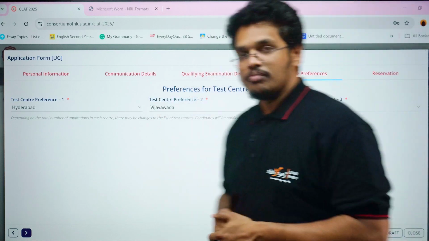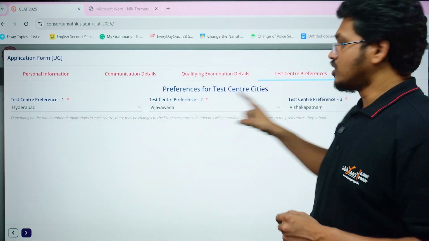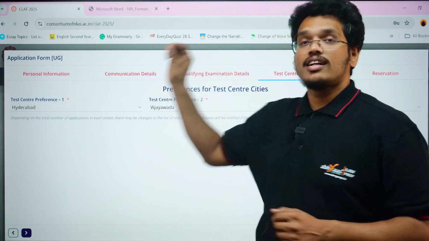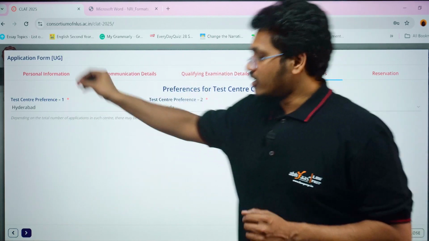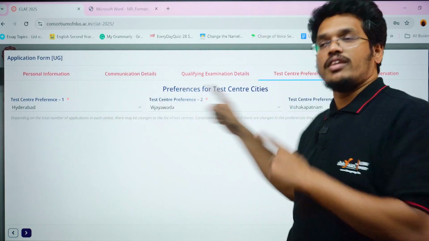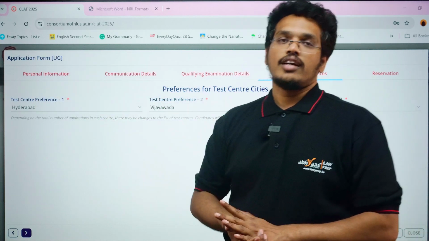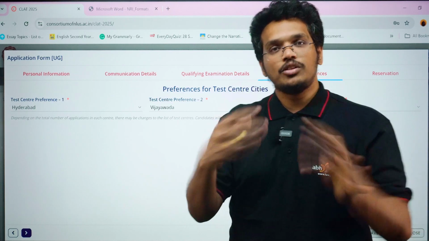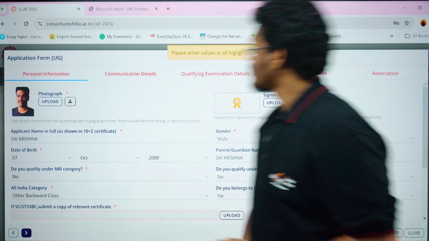Next, regarding the exam centers, you need to choose 3 different locations. Then only it will be considered. If you choose one single location for all 3 preferences, it won't be considered. So you need to opt for 3 different locations based on your wish.